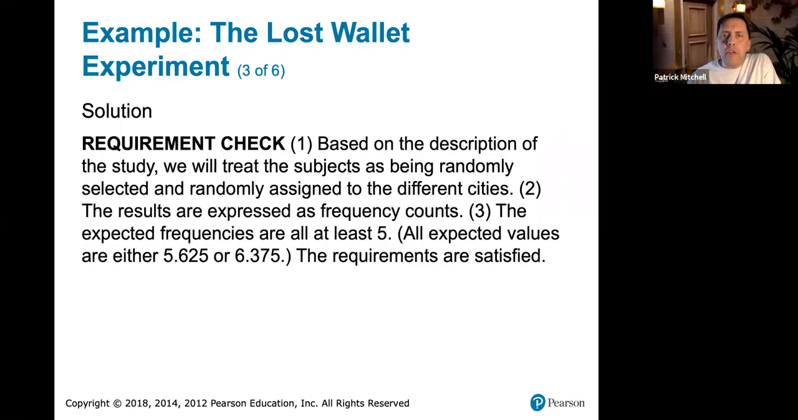So first we'll check our requirements. Based on the description of the study, we'll treat the subjects as being randomly selected and randomly assigned to the different cities. The results are expressed as frequency counts, and the expected frequencies are all at least 5. We will verify that in Excel.